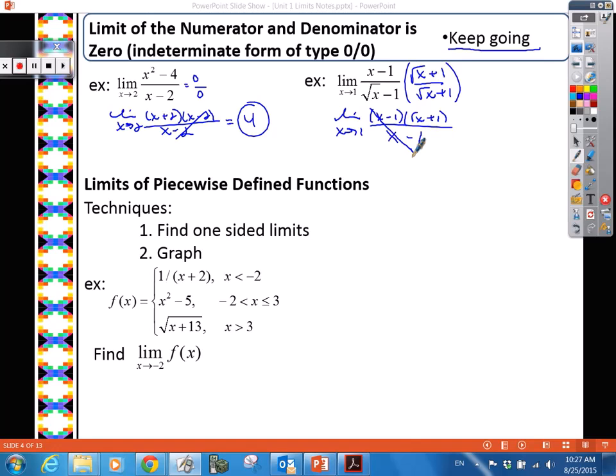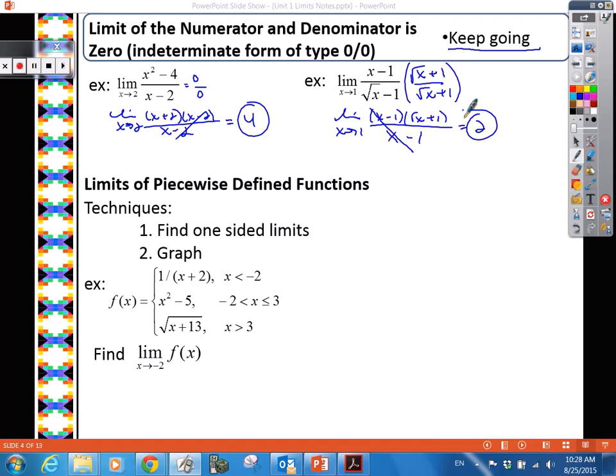Just leave it alone. And so now I substitute a 1 in. I get square root of 1 is 1, and 1 plus 1 is 2. And there we have that. Okay, how are we on that? Okay, great.